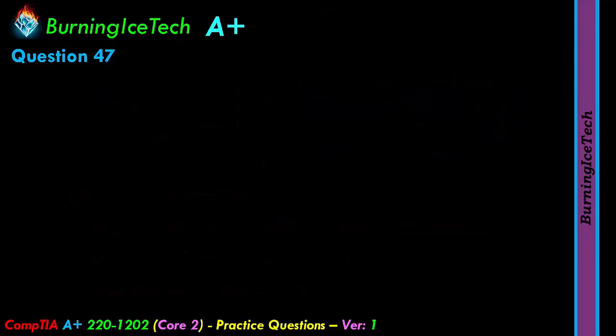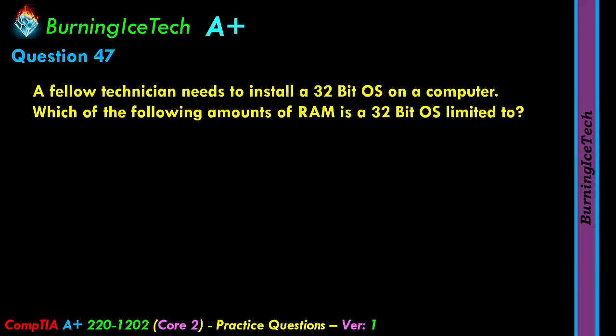Question 47. A fellow technician needs to install a 32-bit operating system on a computer. Which of the following amounts of RAM is a 32-bit operating system limited to? Now guys, I don't know how much you paid attention in this video, but we've kind of sort of covered this topic directly or indirectly twice already in this video. So a 32-bit operating system, as we very much know by now, limits the amount of usable RAM. So if I've got 8 gigs or 16 gigs or 32 gigs of RAM, it's going to limit the amount of RAM that's usable.